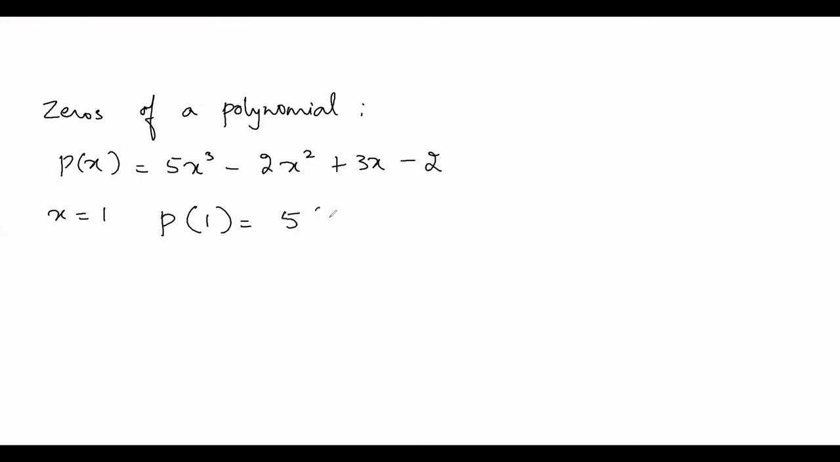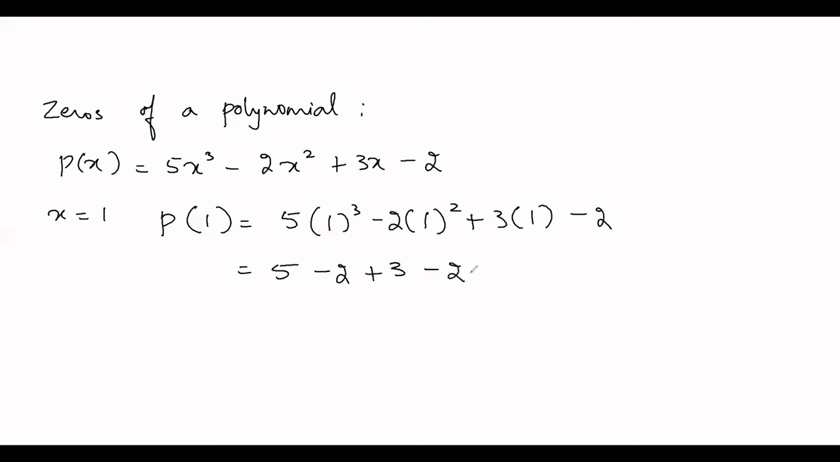So 5 into 1 cubed minus 2 into 1 squared plus 3 into 1 minus 2. That gives me 5 minus 2 plus 3 minus 2. 5 plus 3 is 8, minus 2 is minus 4. 8 minus 4 is equal to 4. Therefore, we say P of 1 is equal to 4.